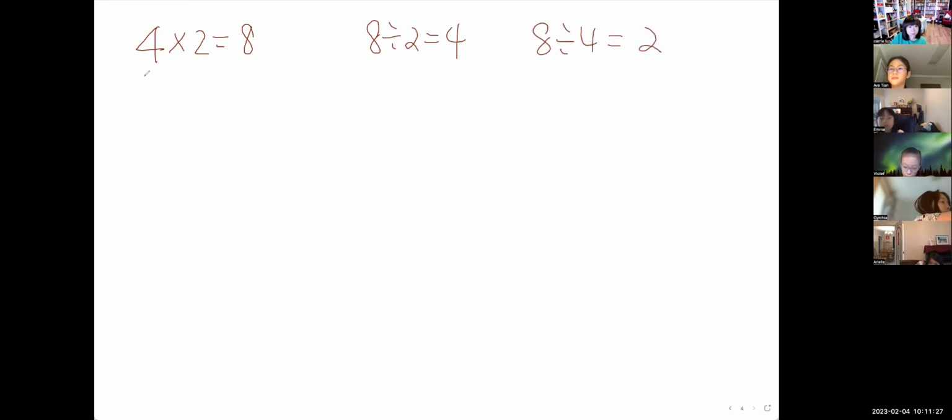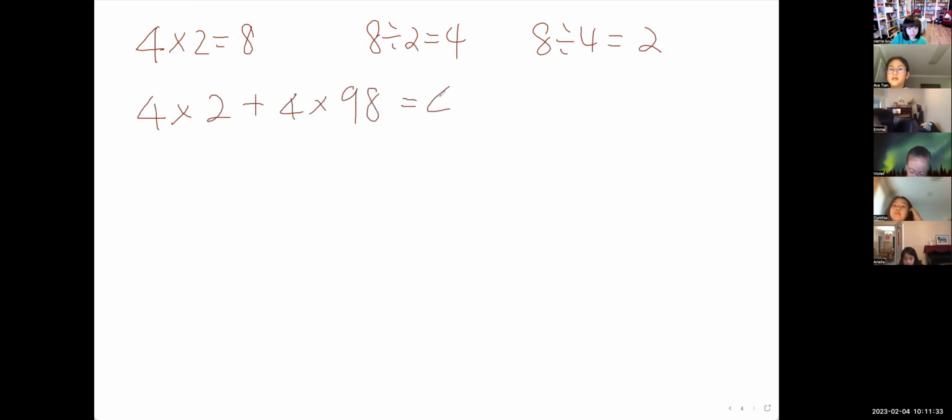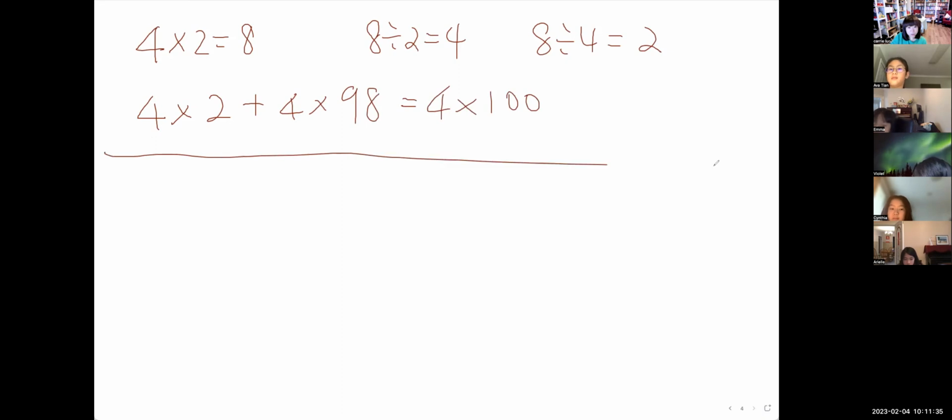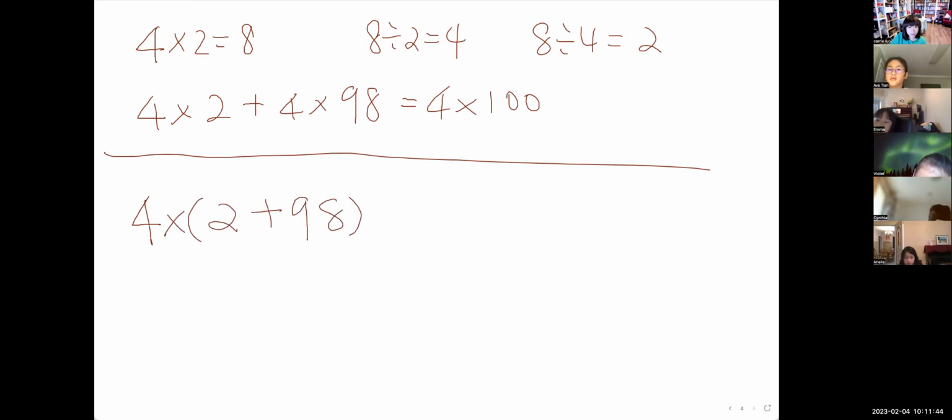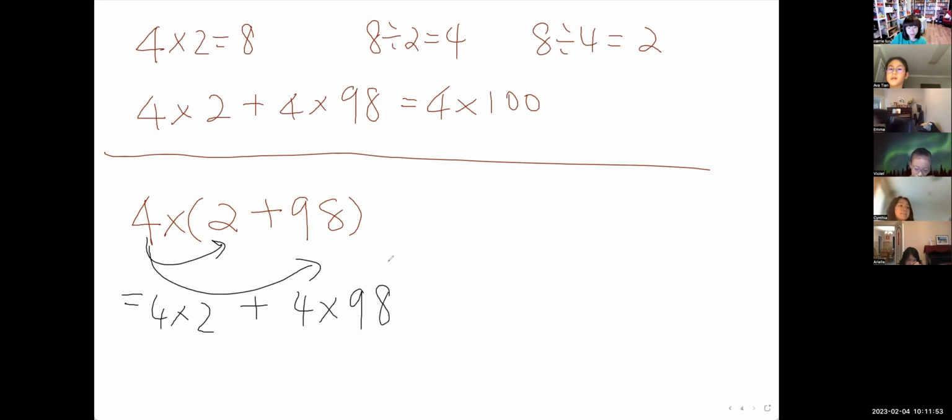Okay, understand everybody? Now we're looking forward. Everybody, we know that 4 times 2 equals 8. So that's why 8 divided by 2 equals 4, and 8 divided by 4 equals 2, right? So now we have learned that 4 times 2 plus 4 times 98 equals 4 times 100, right? But we need to learn how to go backwards. So how do we do it? If I give you 4 times (2 plus 98), you need to understand that it also equals 4 times 2 plus 4 times 98.